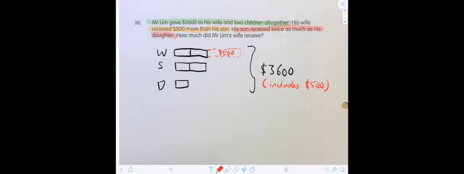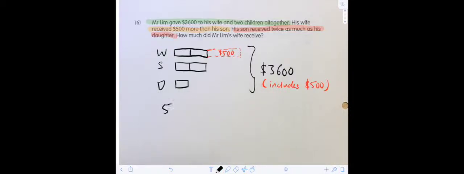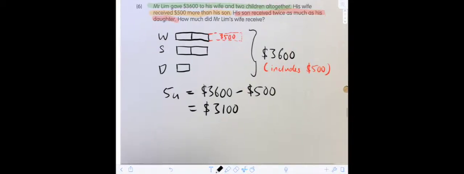We want to find what is 1 unit. We know that this 3,600 is equal to 5 of these black units plus the 500. So we want to find out what's 1 unit of the black. We first have to find out what's 5 units of the black. So in this case, you have to take 3,600 minus the $500. Each 5 units is actually 3,100.